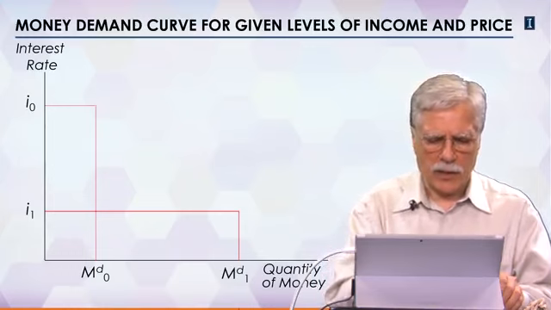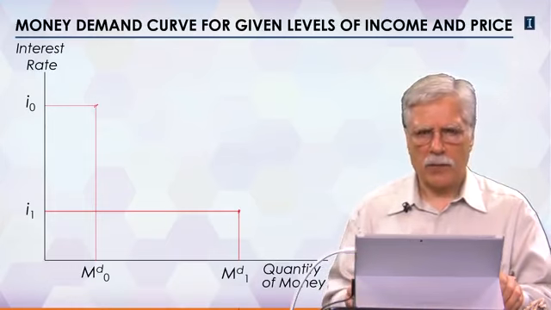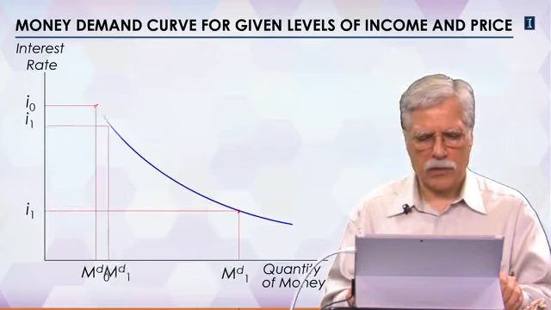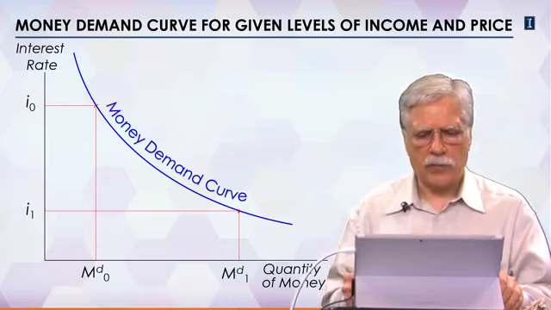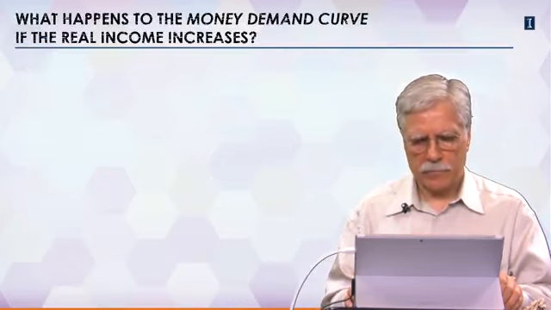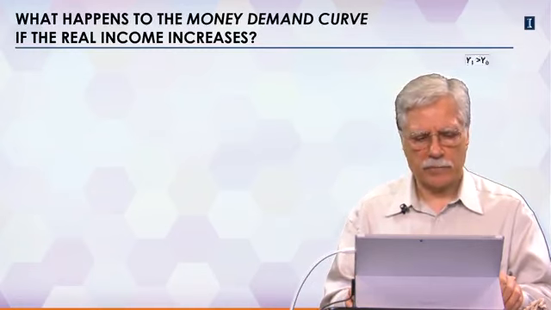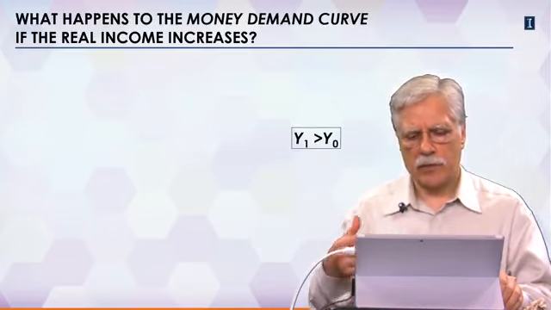One can look at the points that show the combinations of interest rate and money demand and trace it. As interest rate changes, money demand changes, and you get a curve which we call money demand curve. Like any other demand curve, it's downward sloping. And one can actually look at the impact of other variables, other determinants of money demand on this curve.